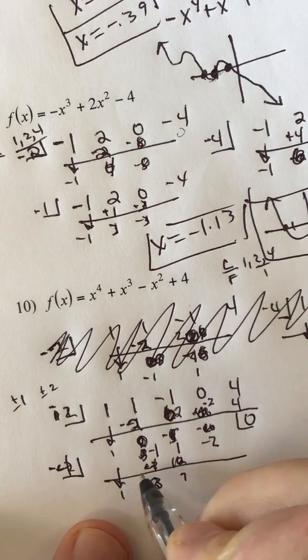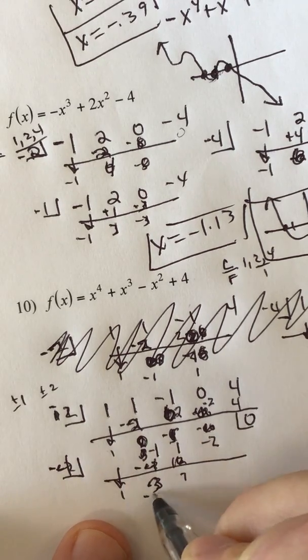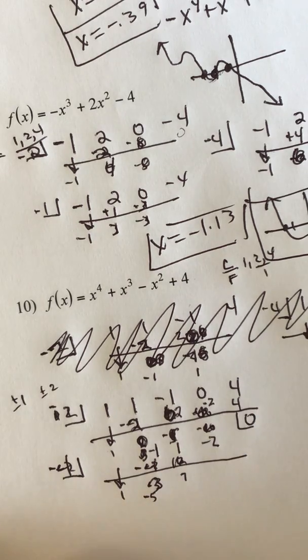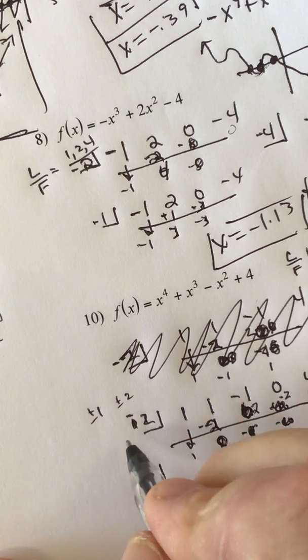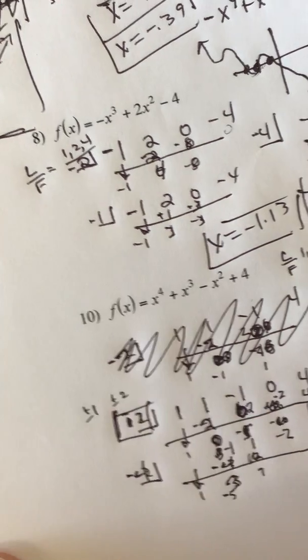-4. -4 times 1 is -4. -1 and 4 is -5. That makes 20, and I think we're way too big. So I think the only real one that we've got so far is the -2.